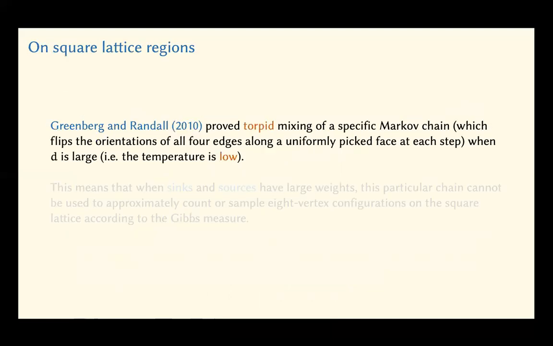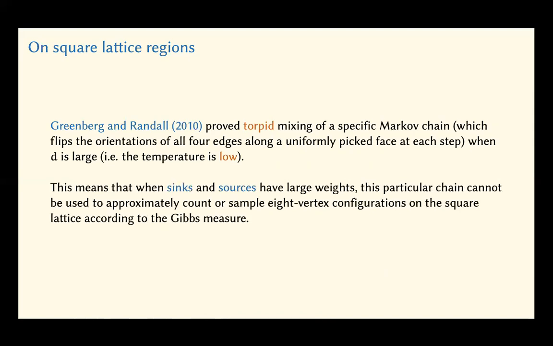The only previous results for the eight-vertex model in terms of approximate complexity were given by Greenberg and Randall. They proved torpid mixing of a specific Markov chain when D is large, or in other words, when the temperature is low. This Markov chain flips the orientations of all four edges along a uniformly picked face at each step. This means that when sinks and sources have large weights, this particular chain cannot be used to approximately count or sample 8-vertex configurations on the square lattice according to the Gibbs measure.